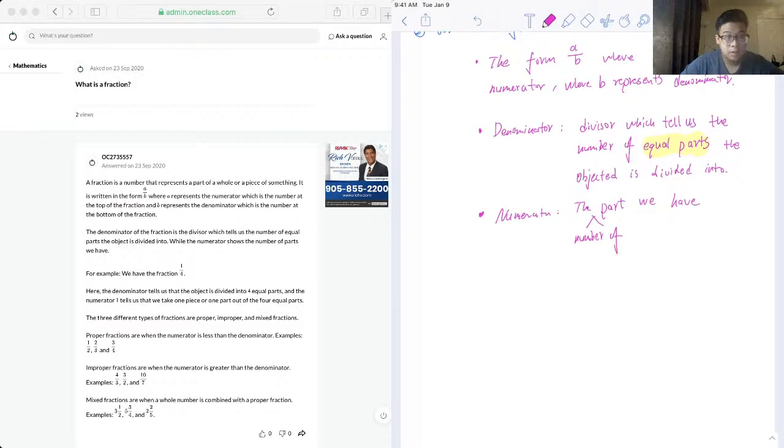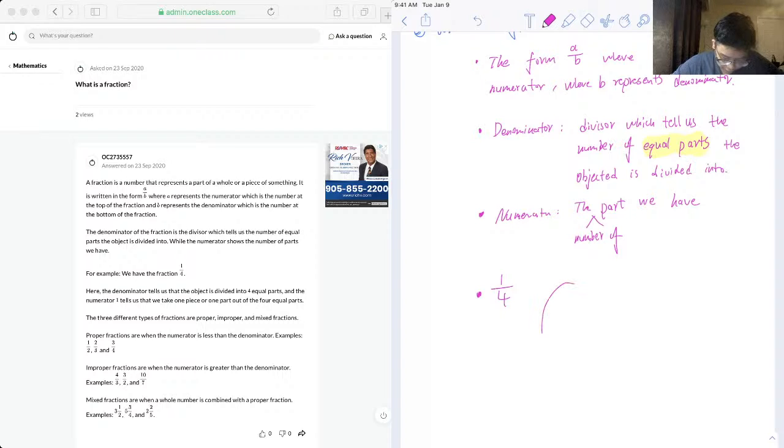Right. So let's use the junior tutor's example. Let's say 1/4. Here the denominator tells us the object is divided into 4 equal parts, and the numerator 1 tells us that we take one piece or one part out of our 4 equal parts.